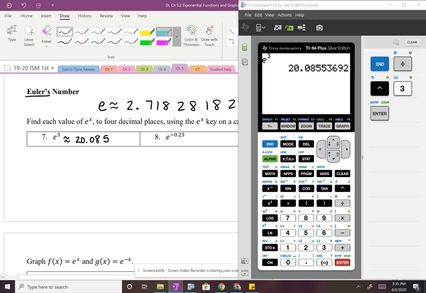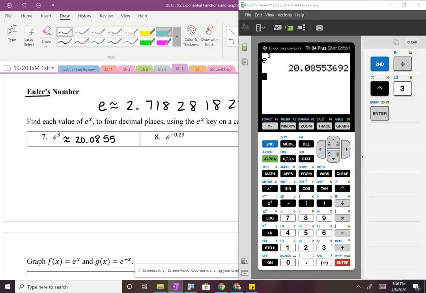20.085. And then this 5 does not round up because of the 3. So you leave that as a 5. That does not round up. It just rounds down. Remember, if it's 5 or up, it rounds up. That's essentially it. So these are very, very easy.